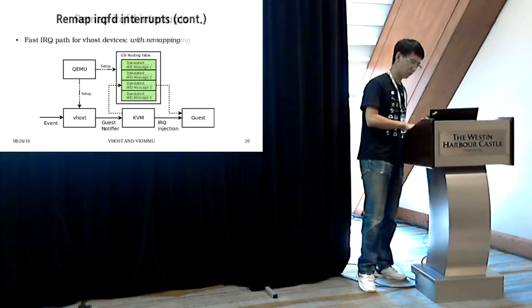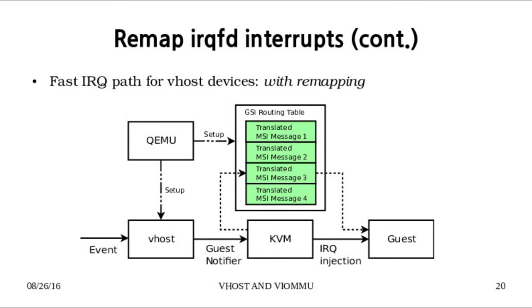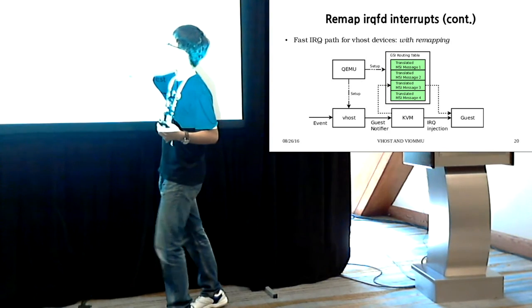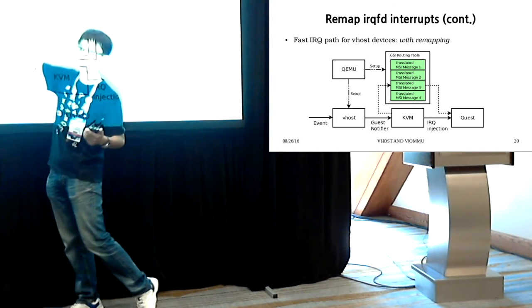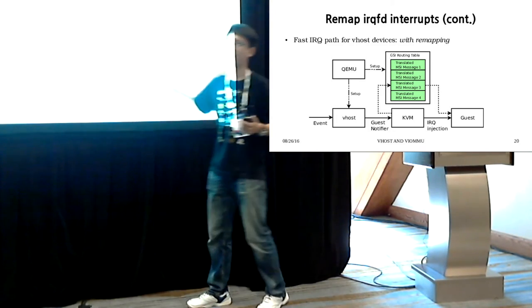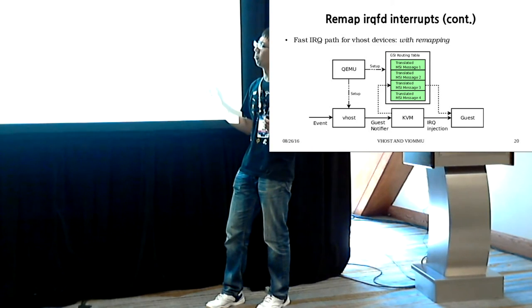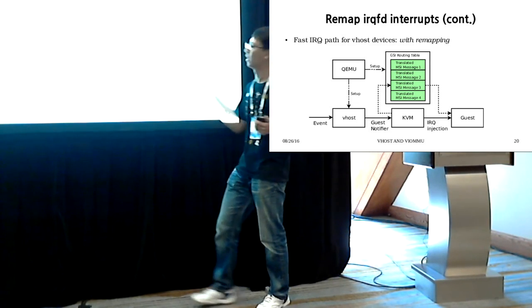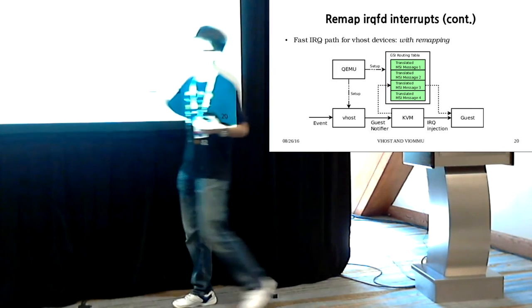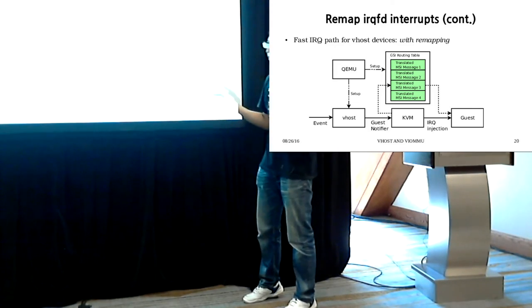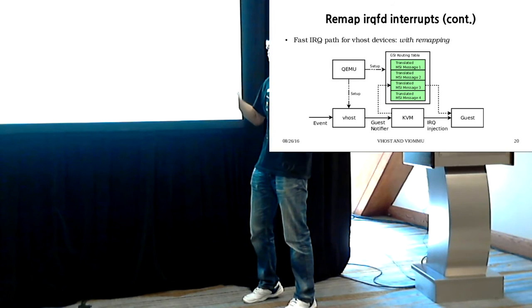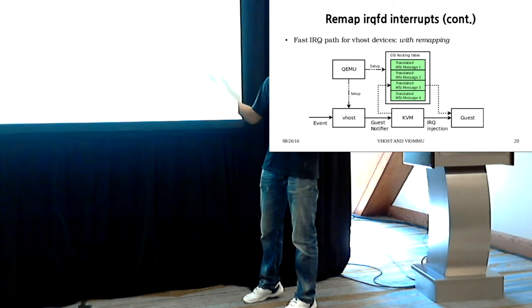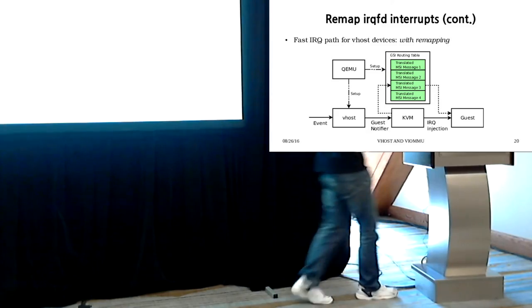And after that, as we have already mentioned, to support IRQFD is quite simple because we are still leveraging the GSI routing table here. We just translate the message beforehand. So when we set this up, we do the translation, and everything is cool. What we need to do is to consider the cache invalidation issues, because these things can be invalidated by the guest. IRTE can be changed. I didn't have slides for this because time is limited, but we have something for the invalidation process, which is not mentioned in this presentation.